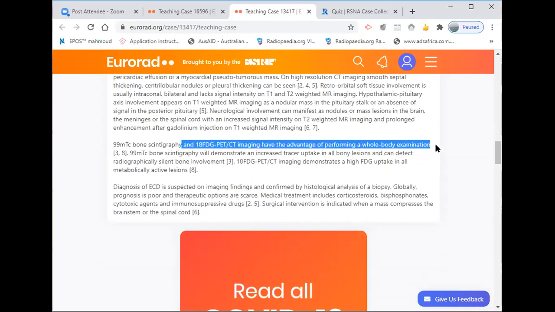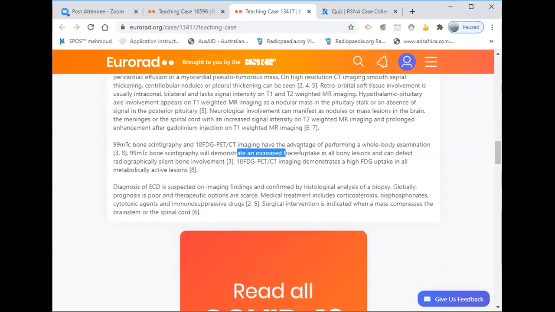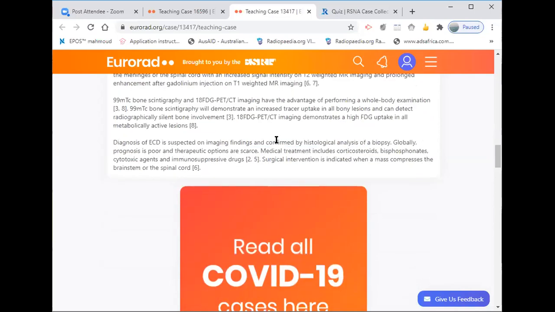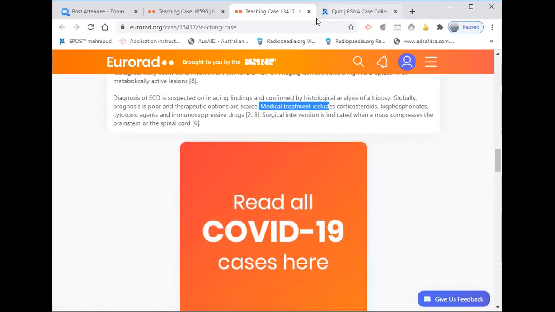In the FDG PET, as you see, it shows high uptake. It will be a bit difficult to differentiate from lymphoma and the other lesions that cause high uptake. Sure, the biopsy will be the best solution for this, for confirmation. The medical options here are not high. In lymphoma, if you diagnose lymphoma, you can have a good option for treatment, but this is not. Let's go to the third case.